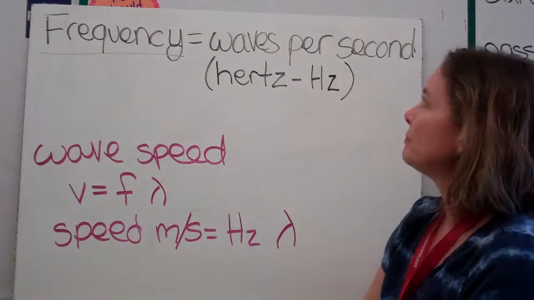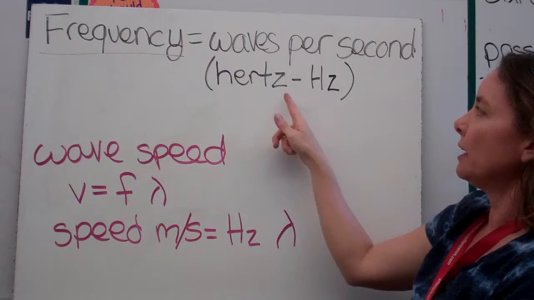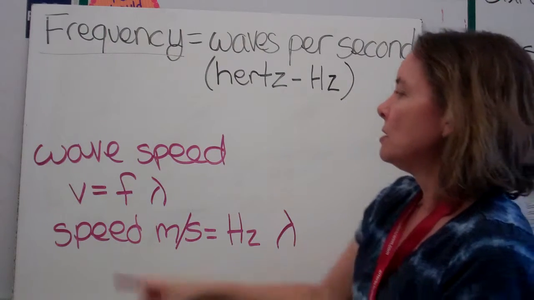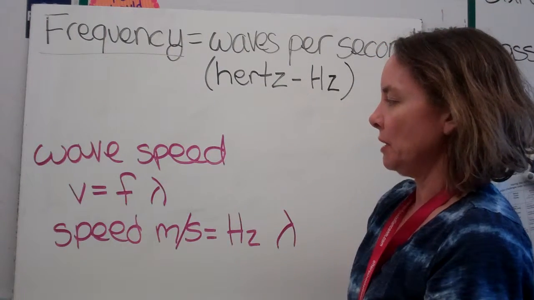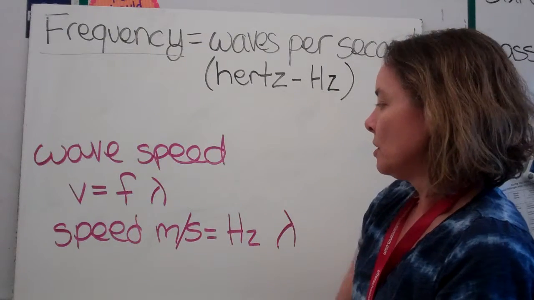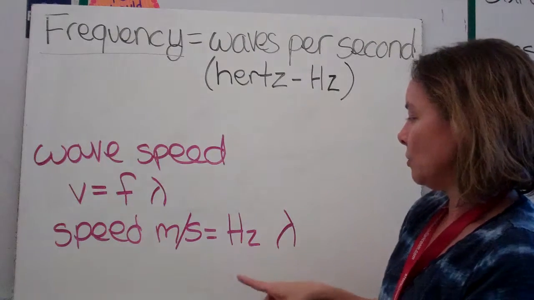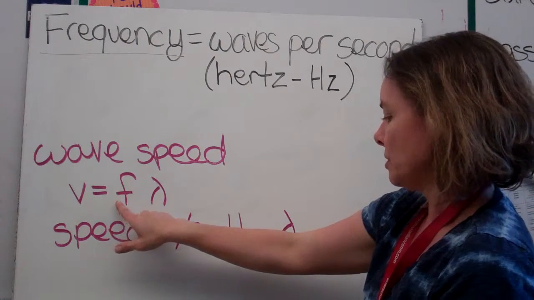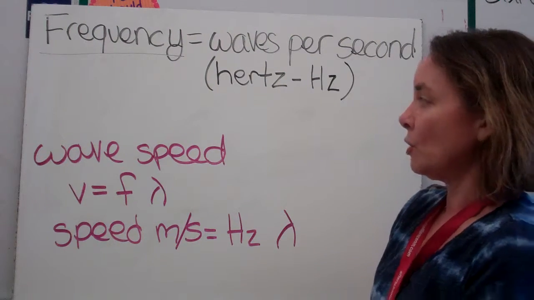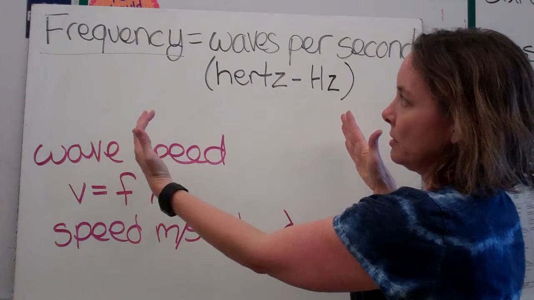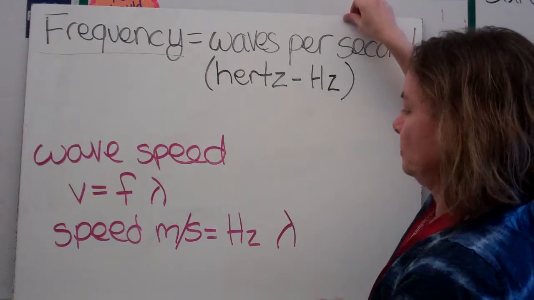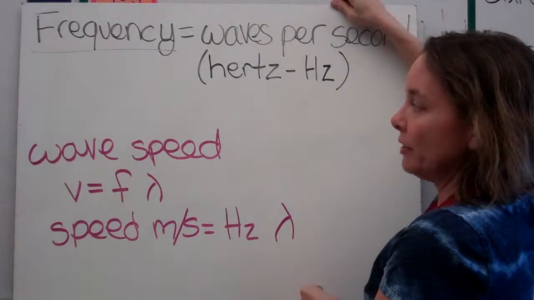Next is frequency, and that's the number of waves per second, and it's measured in hertz, which is abbreviated Hz. So you can calculate wave speed by knowing the frequency and the wavelength. So speed in meters per second equals hertz times the wavelength. Wavelength was how long the wave is, and frequency is how many of those waves you get per second. The faster a wave is, the higher its frequency.